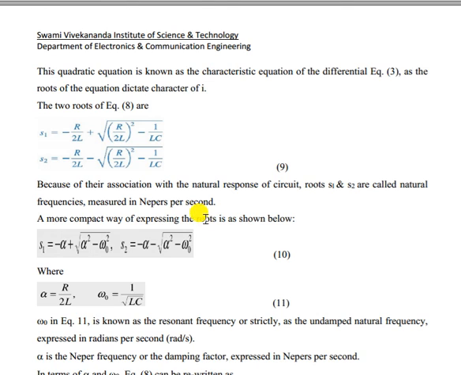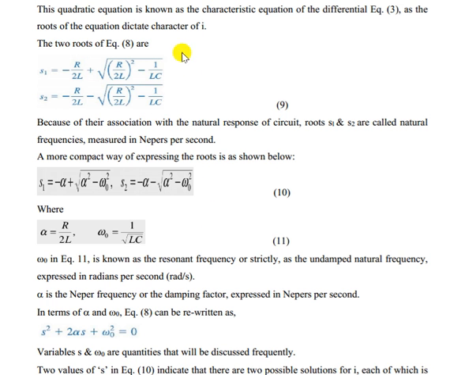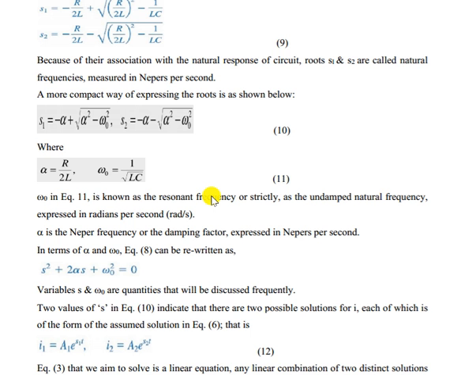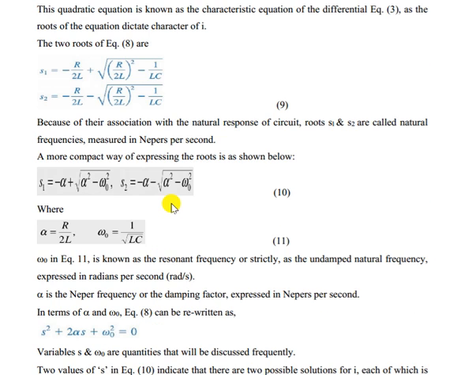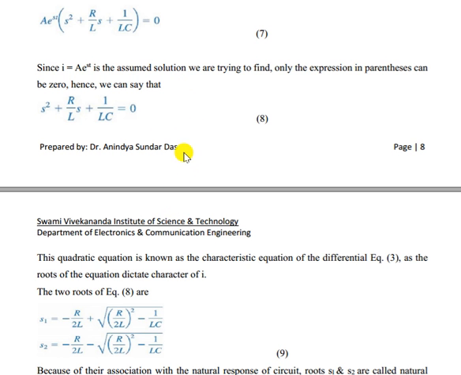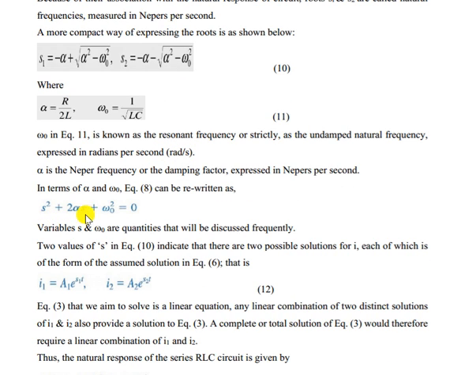Now this expression we can write in the form of minus alpha plus or minus root of alpha square minus omega 0 square. So alpha will be equal to R by 2L. Omega 0 will be 1 by root of LC. If you take the whole square of that, we will get 1 by LC. So equation 8, that is this equation, we can write in the form of s square plus 2 alpha s plus omega 0 square equal to 0.